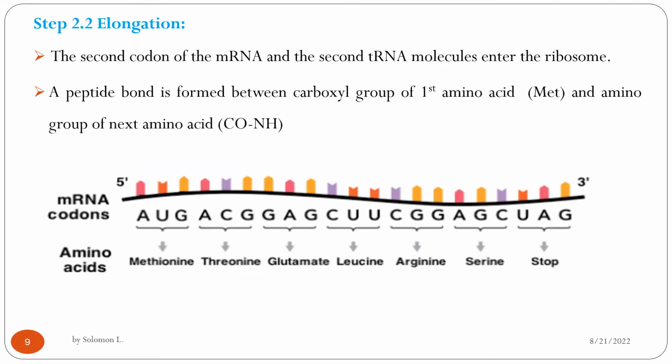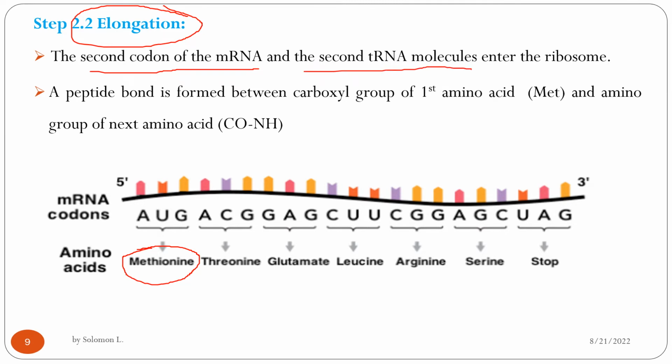The second step of translation is elongation. Once protein synthesis is started by methionine, the protein must be grown or elongated by bringing different amino acids. So the second codon on messenger RNA and the second transfer RNA molecule enter the ribosome, and a peptide bond is formed between the carboxylic acid group of the first amino acid and the amino group of the next amino acid.